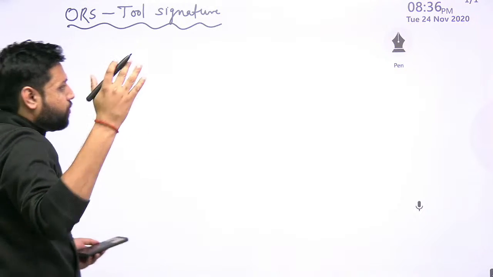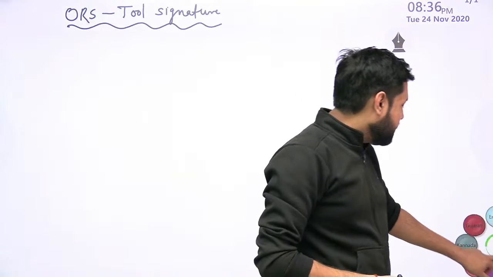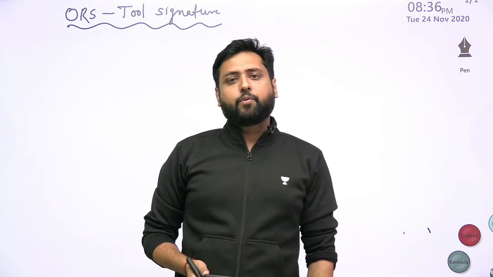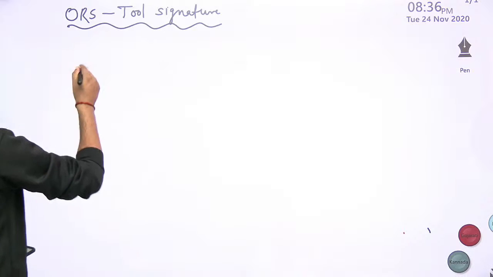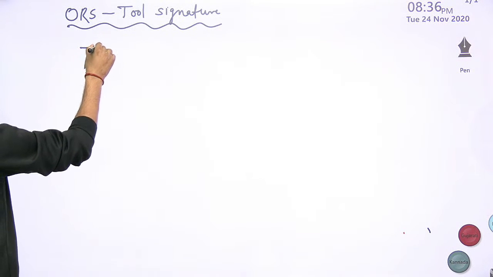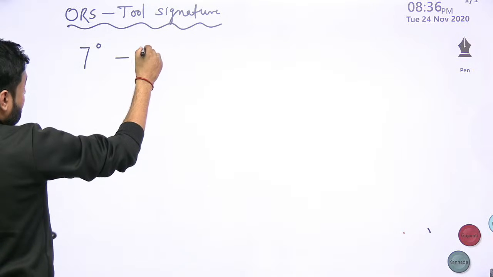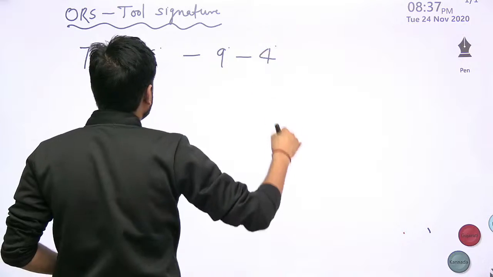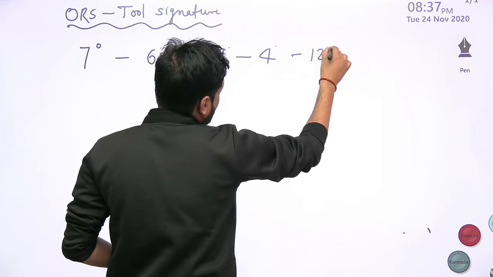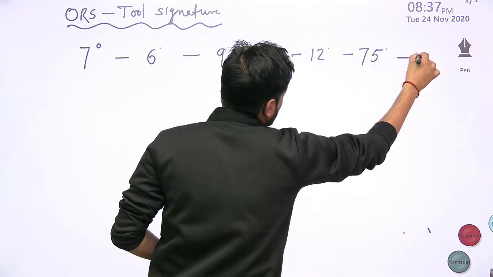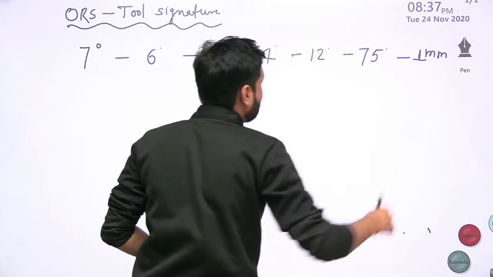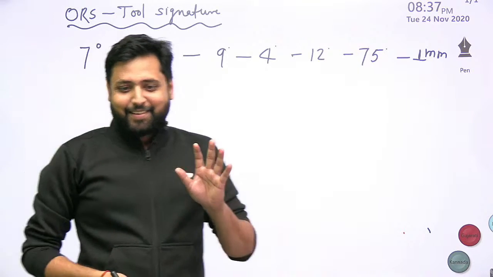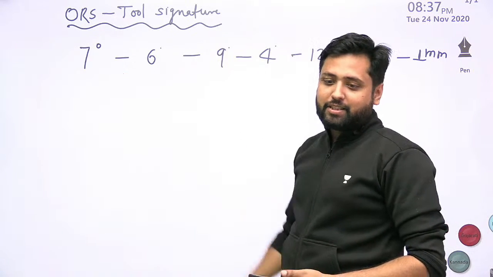Yes students, as I told you earlier, whatever kind of tool signature system, the number of components will be 7. Similarly, in ORS tool signature, the number of components will be 7. Like let us say 7 degree, 6 degree, 9 degree, 4 degree, 12 degree, 75 degree, and let us say 1 mm. You know, in ORS tool signature, the name of the first angle, do you know that?